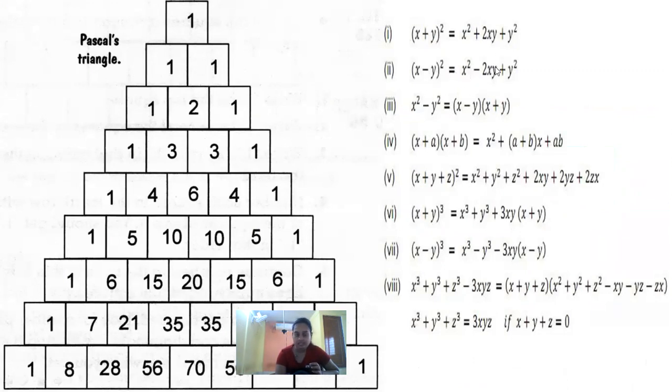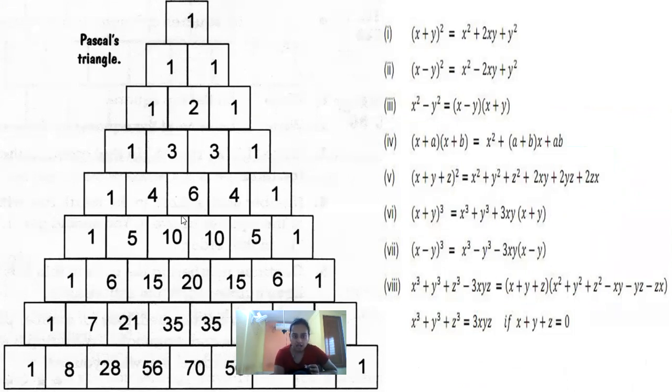Similarly, if I go for x plus y whole cube, that is, we are going to put degree 3. Then what will happen? You put 1 and 1 at the extreme points. Then there will be 2 terms in the middle. And how will these coefficients come? 1 plus 2 will be 3. Again, 2 plus 1 will be 3. So adding these, you get the coefficients of the terms. So x plus y whole cube will be x cube plus y cube plus 3x square y plus 3xy square. I have simplified it and written it as x cube plus y cube plus 3xy into x plus y, right?